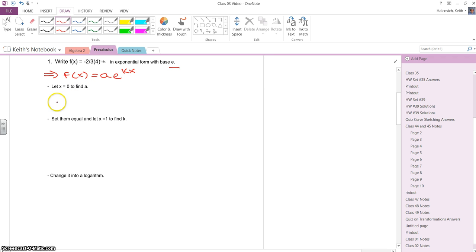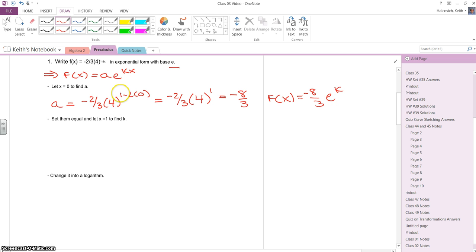Now, let x equal 0 to find out what a is. So basically, we're going to put 0 in for x right there. And notice we get negative 2/3 and then 4 to the first. Well, negative 2/3 times 4 is negative 8/3. So the function is negative 8/3 e to the kx. So now we got to figure out what k is.